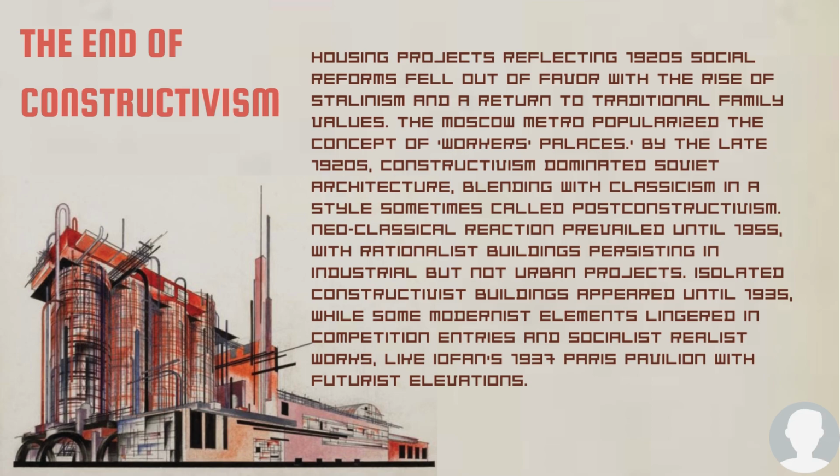Isolated constructivist buildings appeared until 1935, while some modernist elements lingered in competition entries and socialist realist works like Iofan's 1937 Paris Pavilion with futurist elevations.